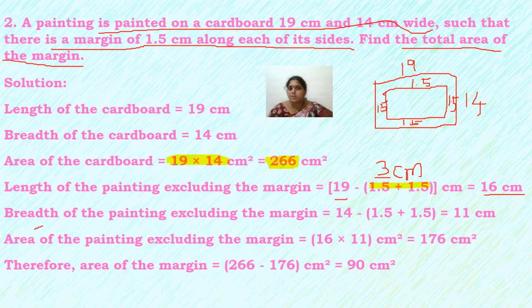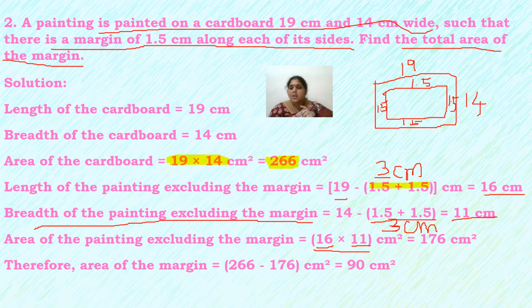In the same way, for breadth of the painting, exclude the margin. That is 14 minus total it will become 3 centimeters. So 14 minus 3 it will become 11 centimeters. Now area of the painting excluding the margin. When we are excluding the margin, the length is 16 and the breadth is 11. Now multiply these two. When you are multiplying these two numbers, you will be getting 176 centimeters square.